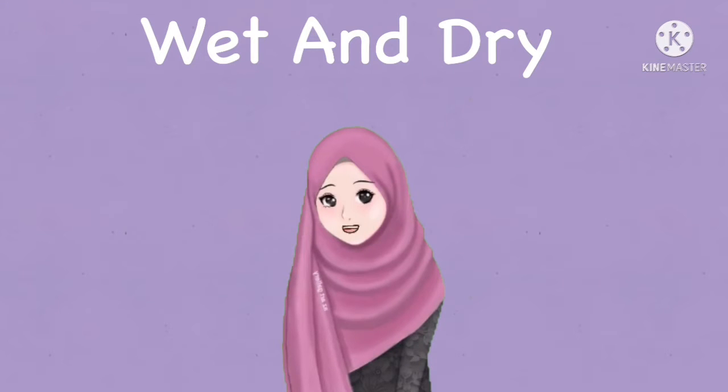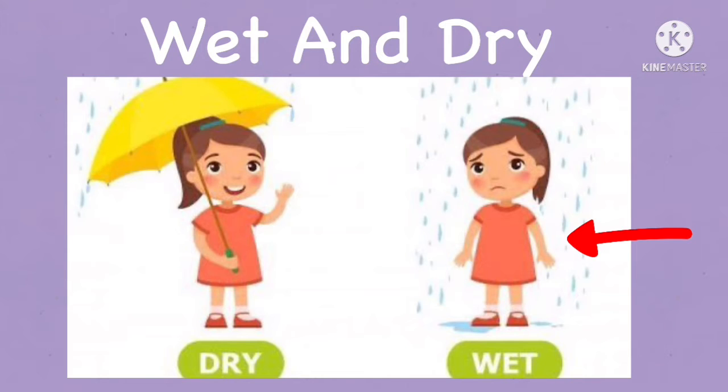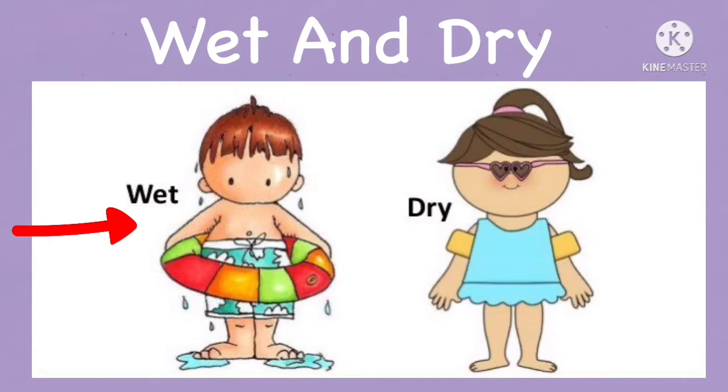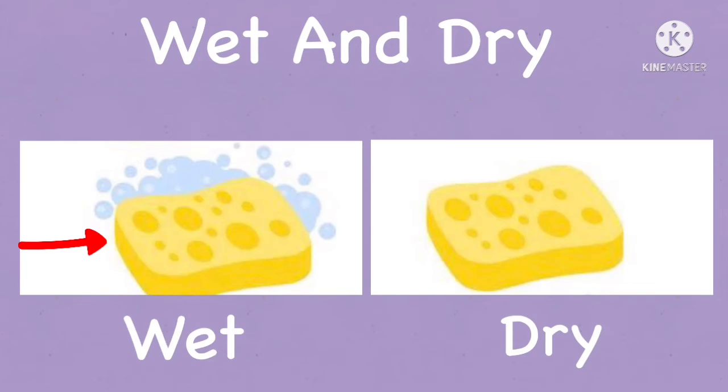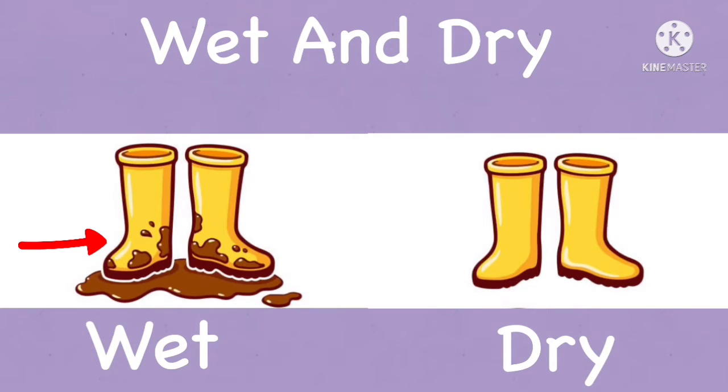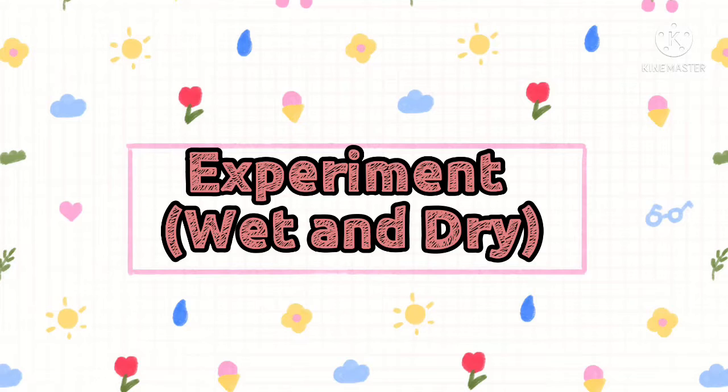Now, let's recap. Wet, dry. Wet pants, dry pants. He is wet. She is dry. This sponge is wet, and this sponge is dry. Wet hair, dry hair. Wet boots, dry boots. Good job, everyone!